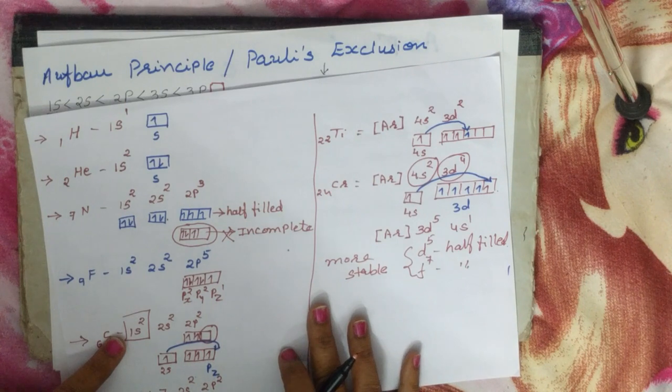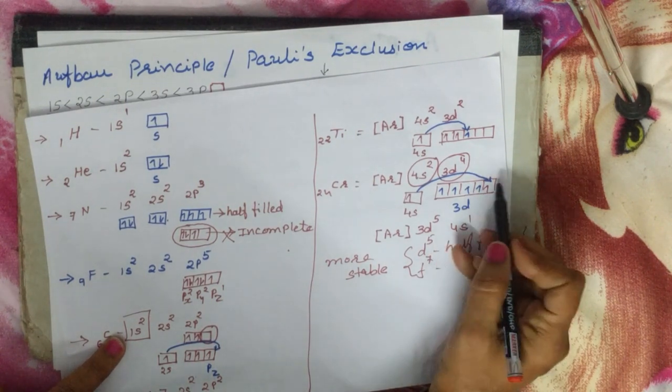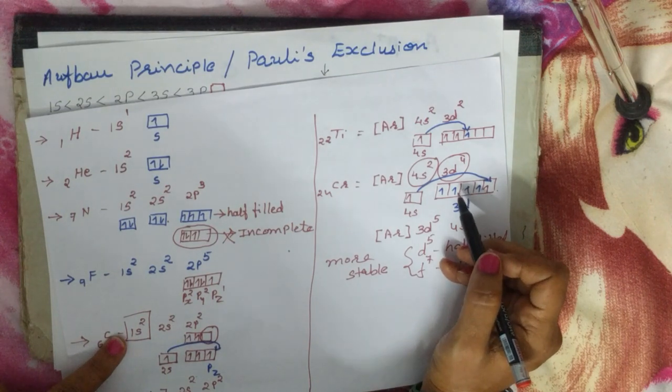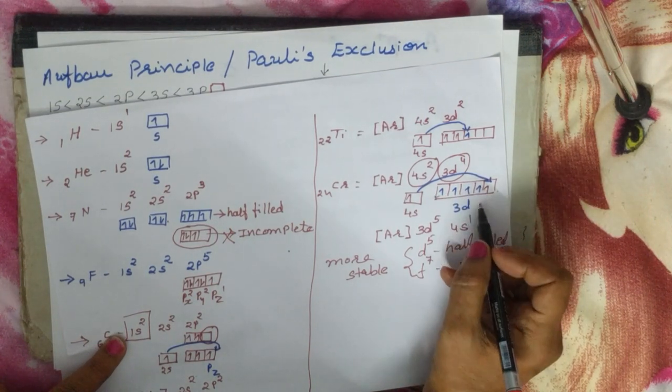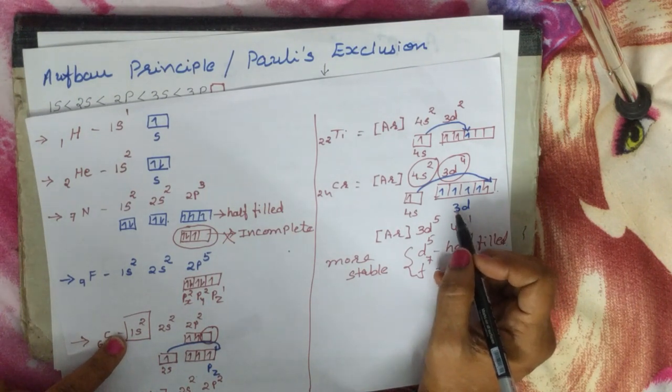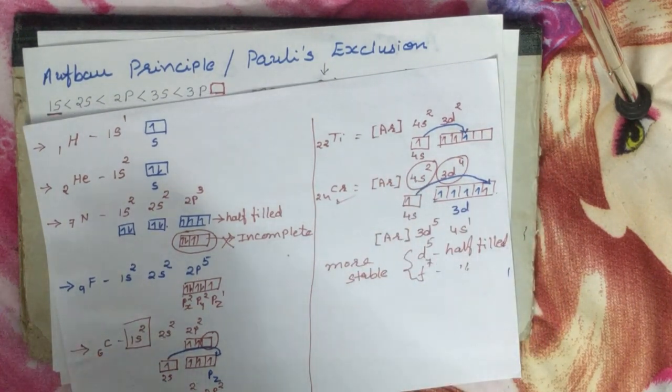So to acquire increased stability, the 4s electron goes into the 3d orbital and so the 3d orbital gets half filled in chromium.